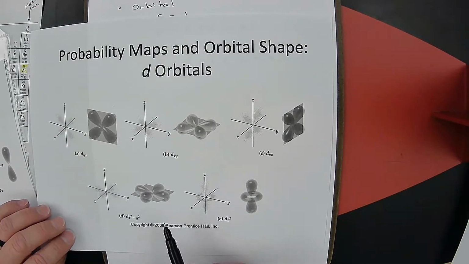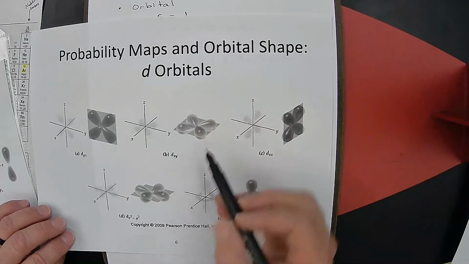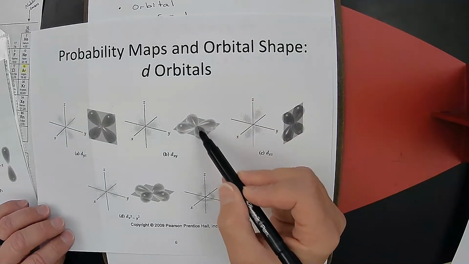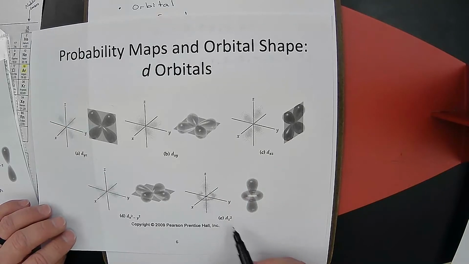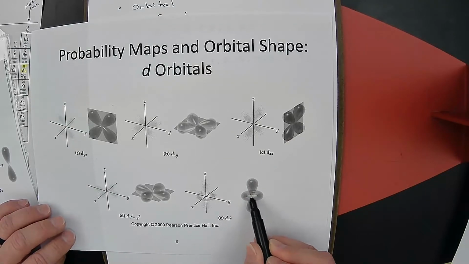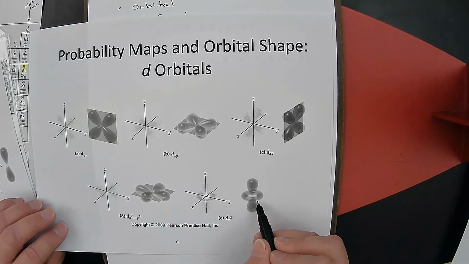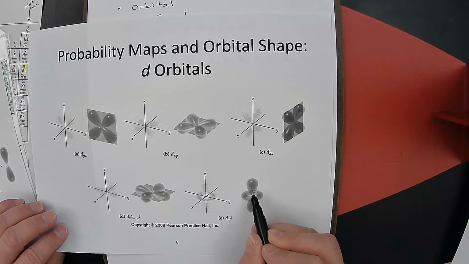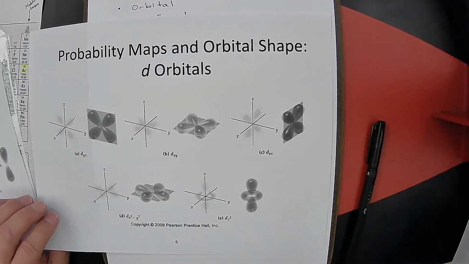Dx squared minus y squared is along the xy plane, but notice it's shifted. This is at an angle to this. And then the dz squared, I always think it's interesting, there's this donut shape in between these two. I don't know why electrons are flying around in that type of shape, but those electrons are designated toward that type of shape.